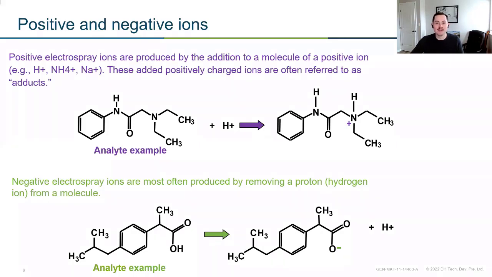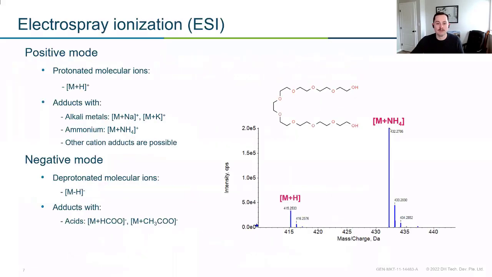And that's really why we have to do this Q1 scan. We need to observe the mass we want to isolate for our MRM experiment, and we have to identify what that mass is. So for this example, I have a polyethylene glycol, and I'm showing you this because we have the plus H and the plus ammonium adducts shown.